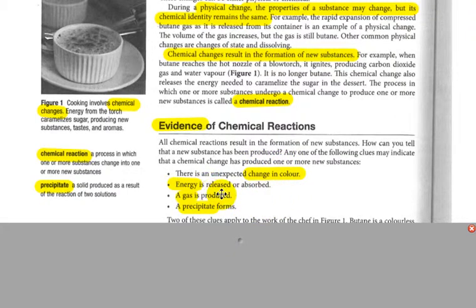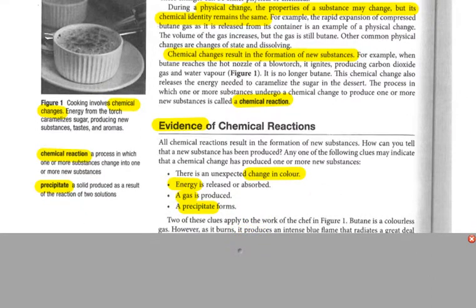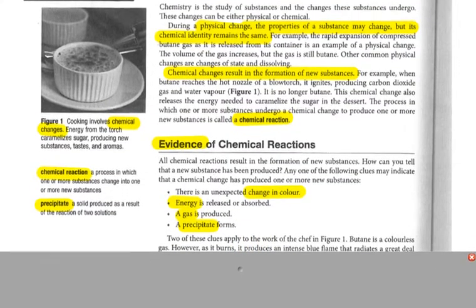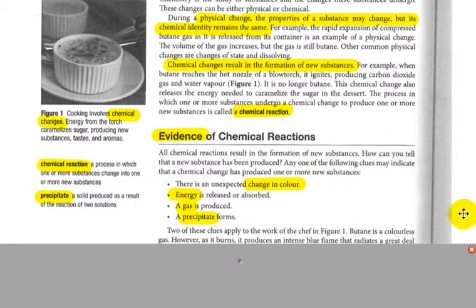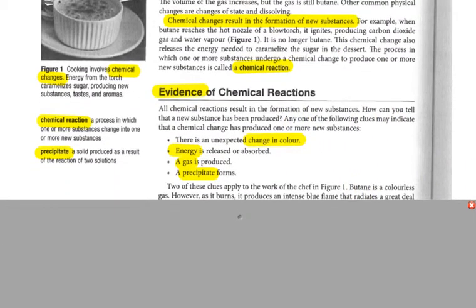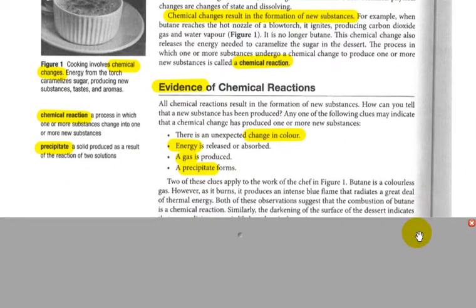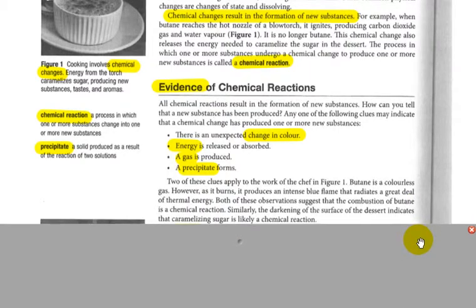Energy, heat, or light given off, or it could also be absorbed. That is an indicator. A gas being produced, that's an indicator or evidence. And also a precipitate forming. If you have two liquids mixed together and a solid forms, that's also a good indication that a chemical reaction has happened. So as you can see, I'm getting you to highlight things in this textbook handout. The nice thing about the handout is that you get to write all over it, and you don't have to worry about getting in trouble for highlighting or writing in a textbook itself.